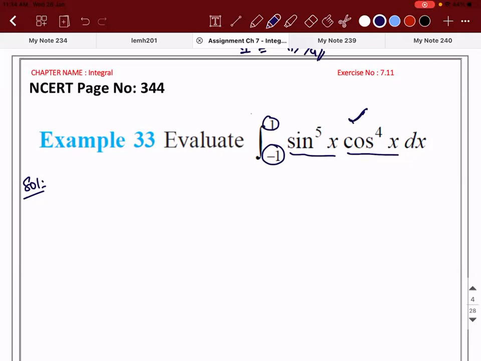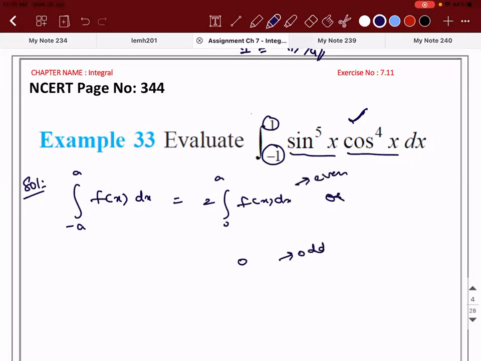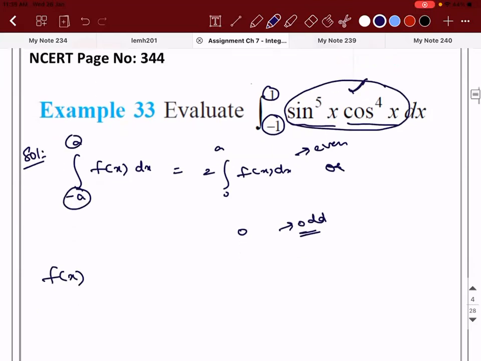Whereas when you use integral of minus a to a, f of x dx, we know that it is equal to 2 times integral of 0 to a f of x dx, or it is 0. So this is when it is even, this is when it is odd. So always whenever you have minus a to a, you need to take that function and write it as sine power 5x into cos power 4x.